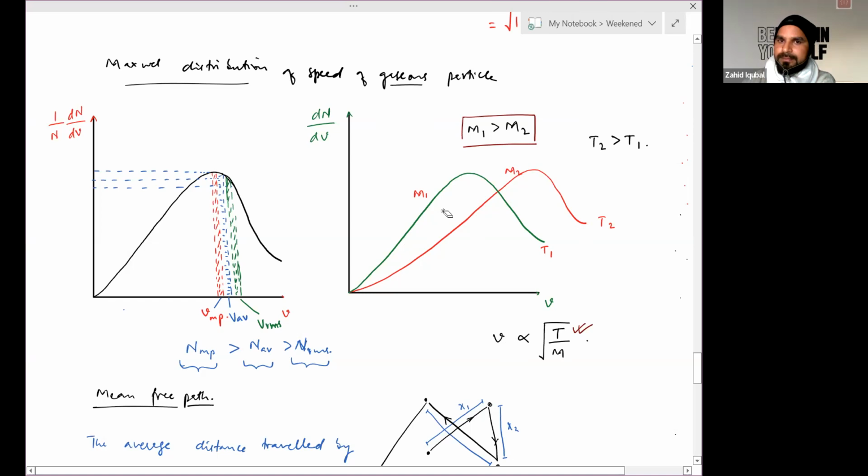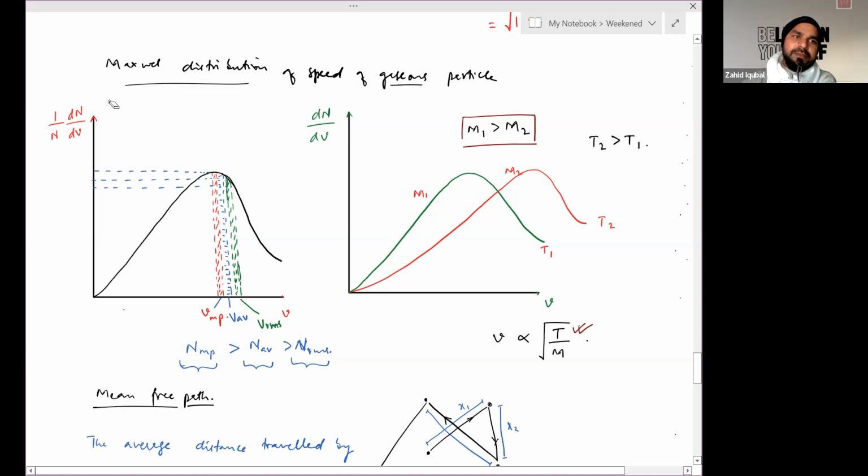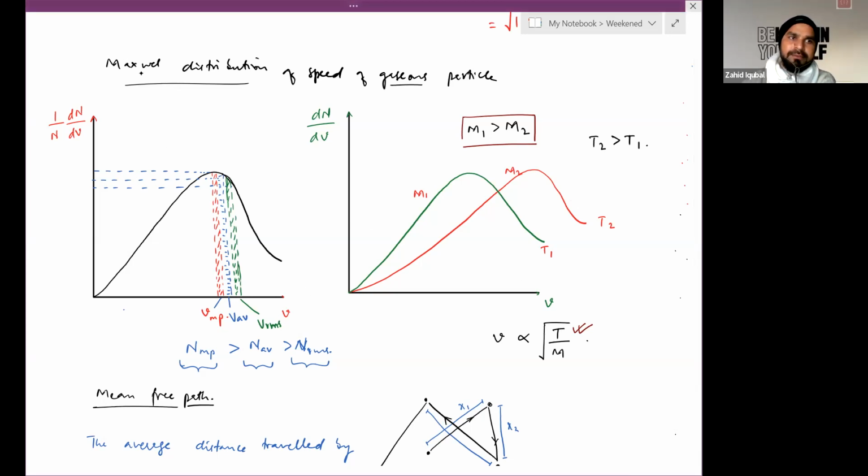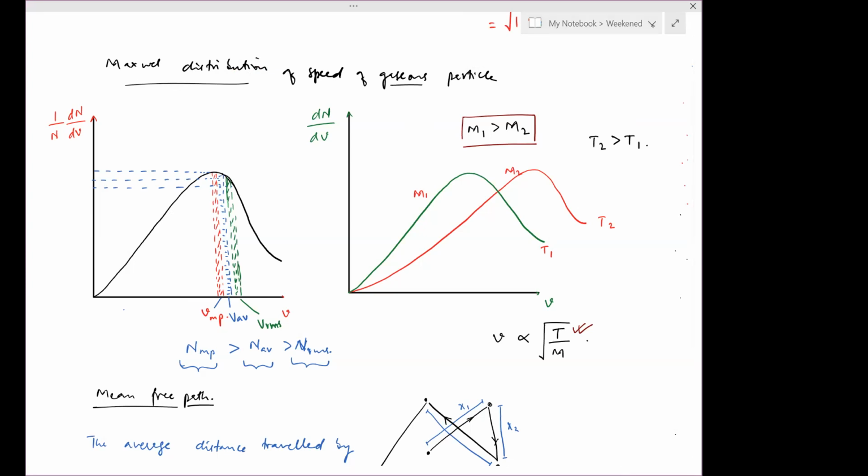Is it clear? Yes, sir. So we may define these different terms related to this particular graph. Any more doubt? No, sir. Thank you.